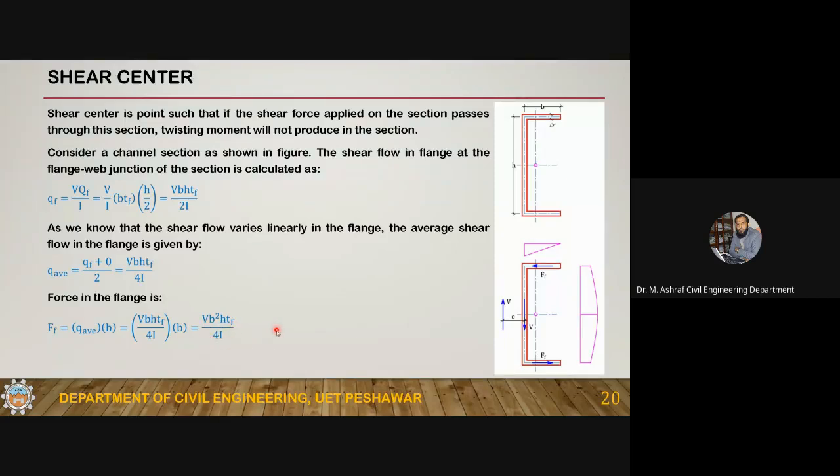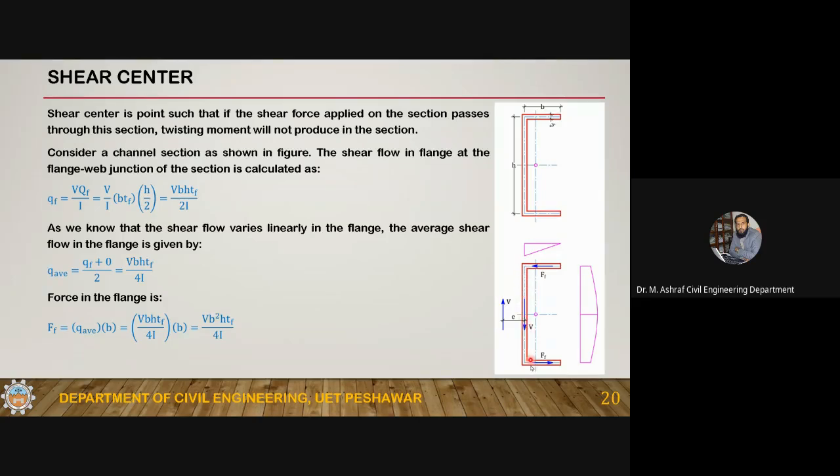So this is force in flange. Now in the top flange, the force is like this, and in the bottom the force is like this. This is according to the shear flow definition. And the shear flow in the web is like this.